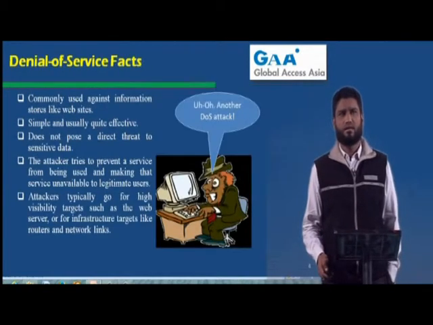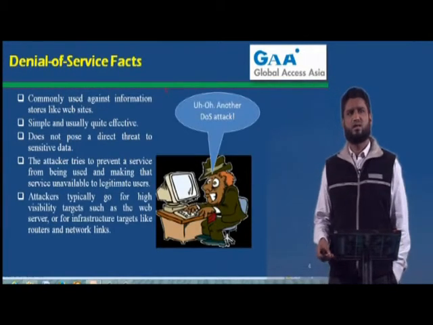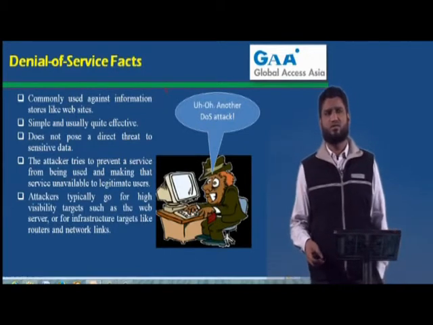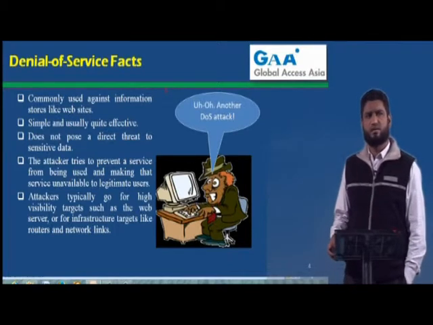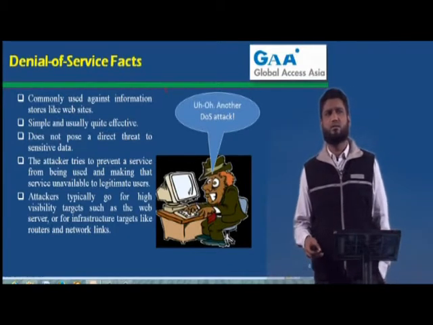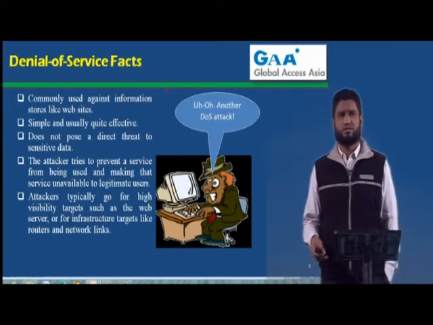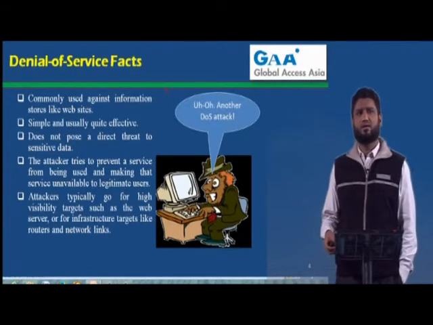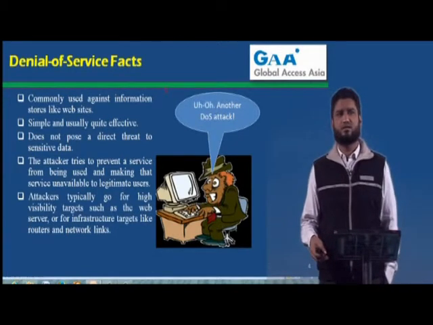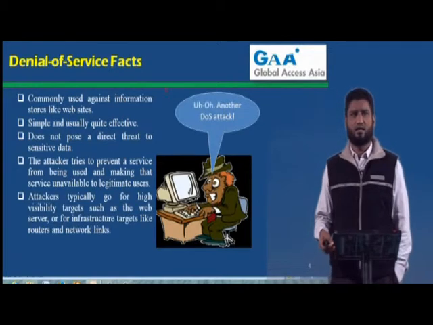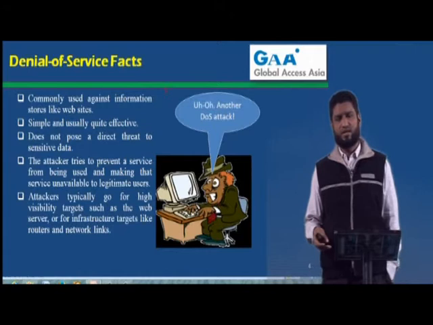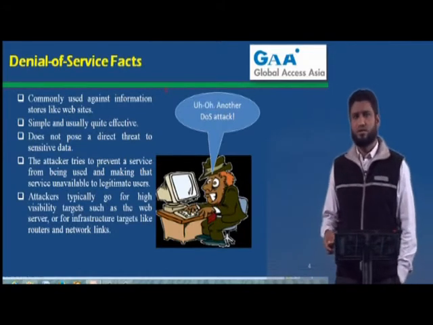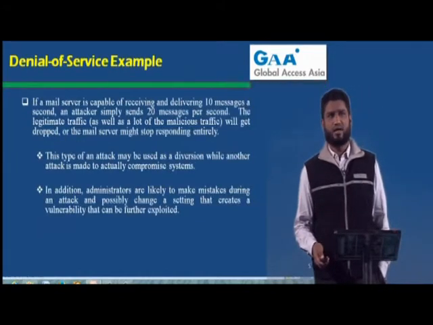Denial of service facts: it is commonly used against information stored, like websites. The attacker tries to prevent a service from being used, making the service unavailable to legitimate users. Attackers typically go for high visibility targets such as web or server infrastructure, and targets like routers and network links. The attacker tries to get the information from the website and from the links. So this is one kind of fact.